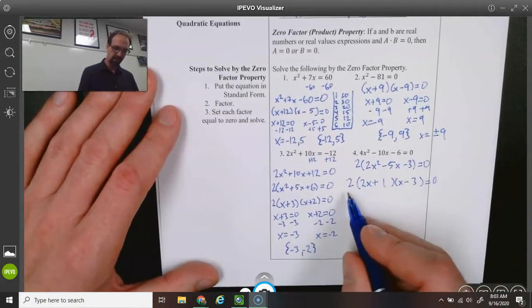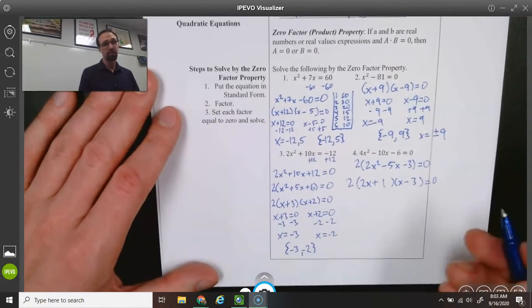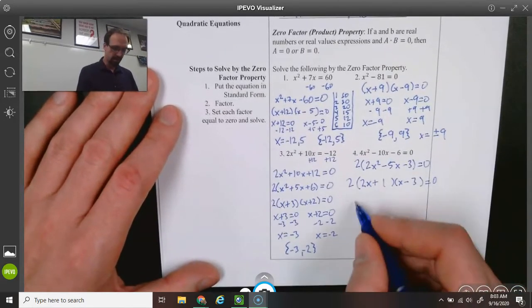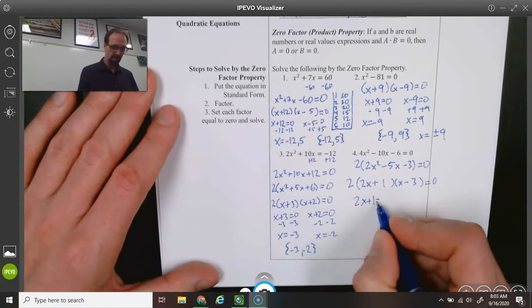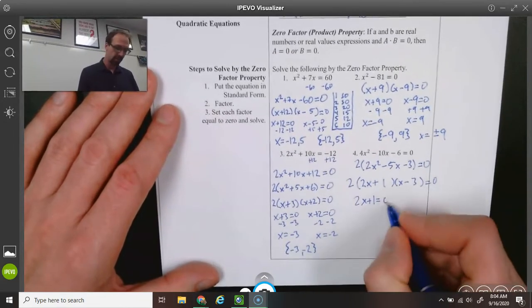Set it equal to 0. Now again, we don't do anything with the 2. We don't set 2 equal to 0. 2 is not equal to 0. We just set what's inside the parentheses with a variable equal to 0 and then solve.